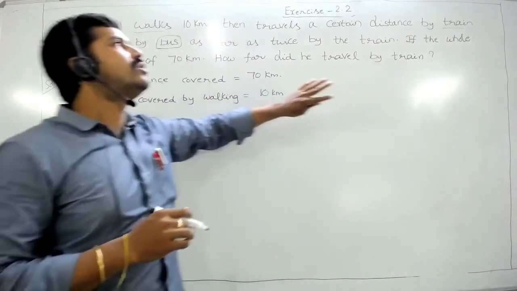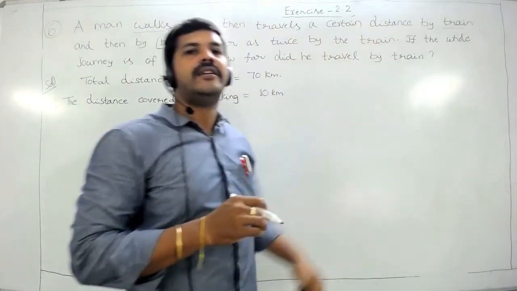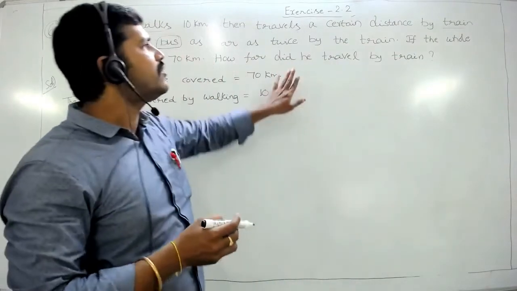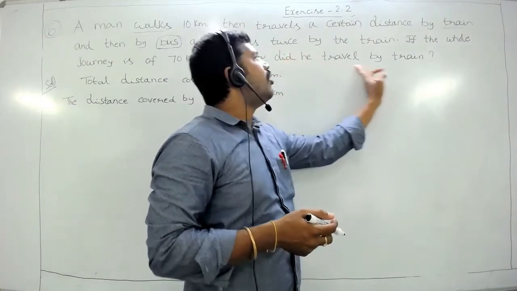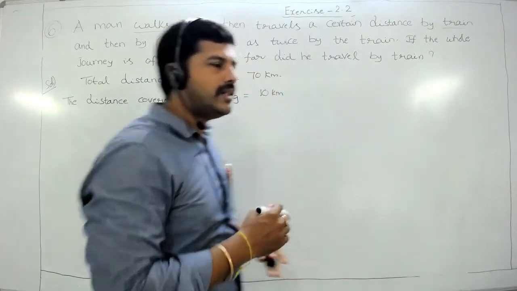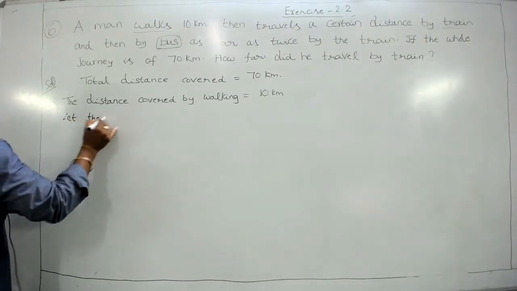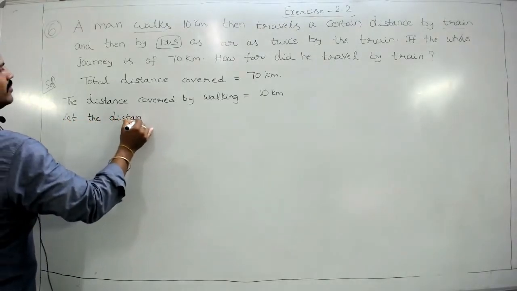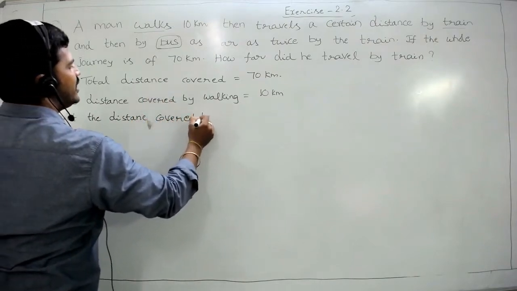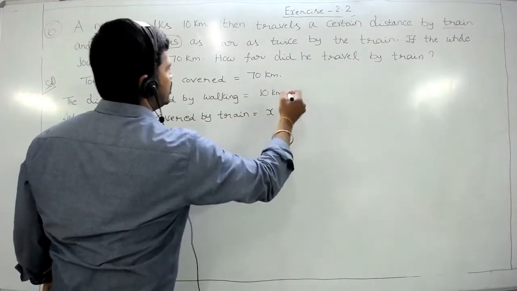Here we don't know how much he covered by bus and how much distance he covered by train. Among these two, which one shall we take as the variable? Finally, what are we going to find? How much he traveled by train. So I am going to take that as the variable x. Let the distance covered by the train be x kilometers.